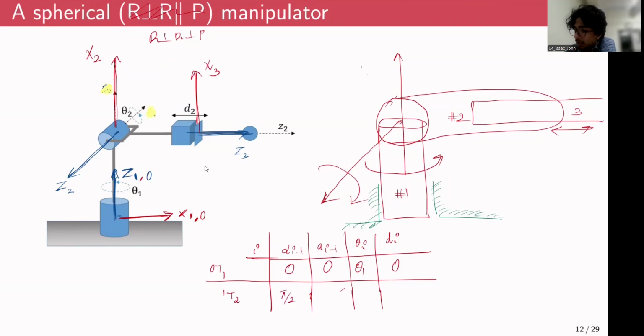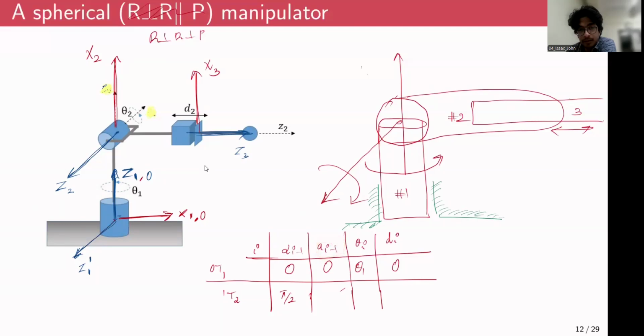So now Z1 would be oriented like this, parallel to Z2. This will be Z1 dash. Now our new first frame would look something like this, Z1 and X1. Now this is Z2 and X2, right? Now what is the next parameter?